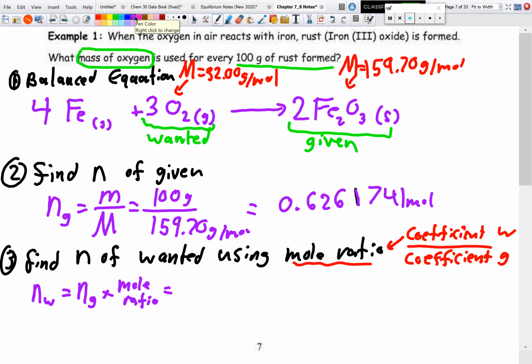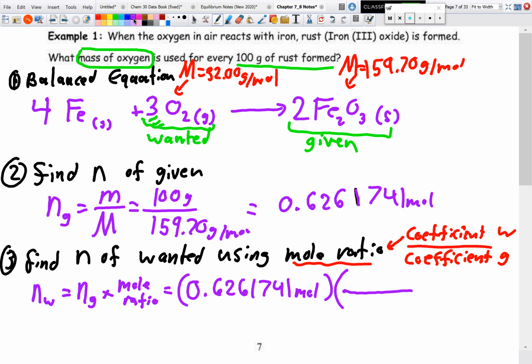So when we complete this, number of moles of our given we just calculated, so 0.6261741 moles, and we're going to multiply by our ratio. Now our ratio is going to come from our balanced chemical equation. So same thing, this is why we highlighted: our wanted substance was oxygen, and the coefficient in front of oxygen is 3. So therefore in the numerator we have 3. And our given substance was rust, and we can see the coefficient in front of that is 2. So that goes in the denominator. And then we get an answer of 0.939261 moles. Sorry, just ran into a little tight spot there. That's fine.